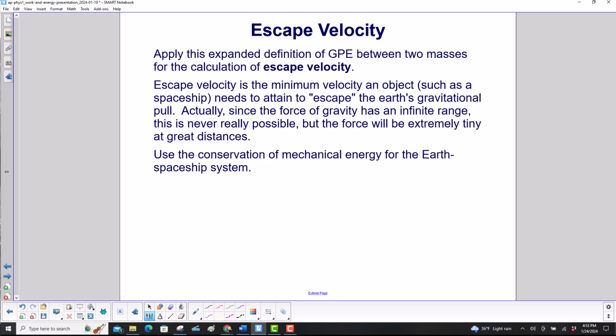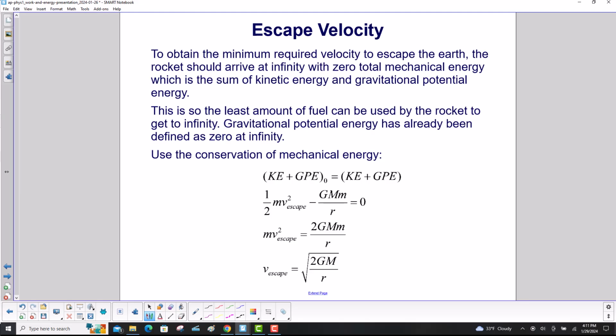And we're going to use the conservation of mechanical energy for the Earth-spaceship system. To obtain the minimum required velocity to escape the Earth, the rocket should arrive at infinity with zero total mechanical energy, which is the sum of kinetic energy and gravitational potential energy. This is so the least amount of fuel can be used by the rocket to get to infinity. Gravitational potential energy has already been defined as zero at infinity.